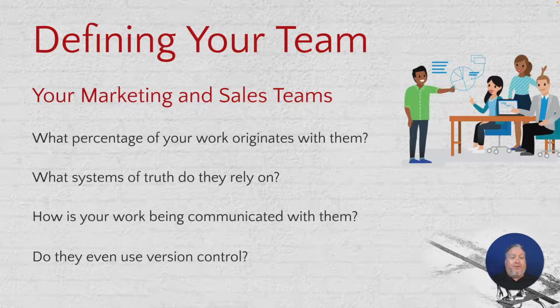Do they even use version control? No, of course not. They're not going to contribute to your Git metrics that way. But how much of your roadmap is driven by them? If all of it, that's a problem. If it's none of it, that's a serious problem. What systems of truth are they looking at? Do you have access to those systems? Are you logging into Salesforce? Probably not. Have you ever seen a Salesforce report about customer satisfaction rate and churn?